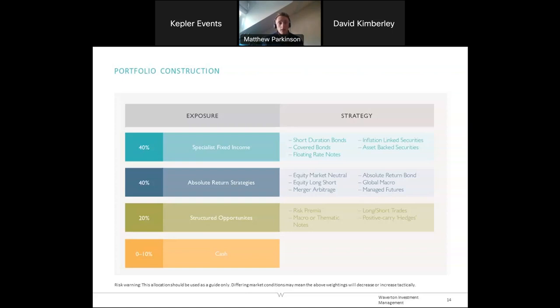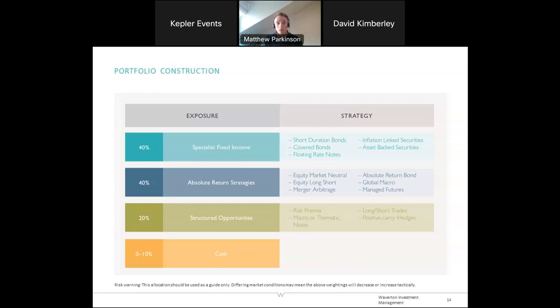The first bucket, specialist short-dated fixed income. These are low duration, high-grade credit with very limited duration or spread risk fixed income investments. Secondly, absolute return strategies. These are your macro hedge funds, such as BH Macro, successful long short strategies, or your trend following CTA managed futures funds.